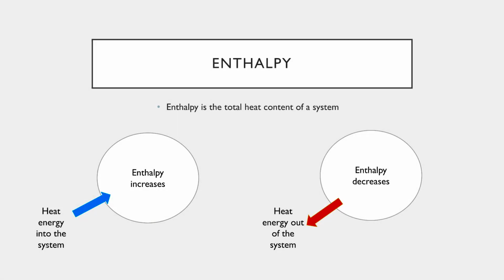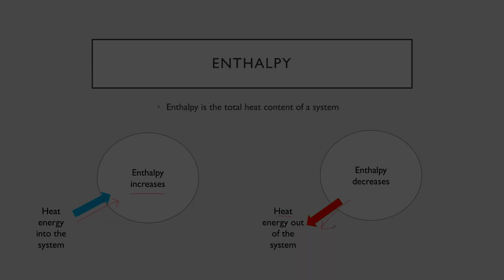In contrast, enthalpy is the total heat content of a system. If we put this in the context of a chemical reaction, these reactions will either require heat energy to move forward, meaning heat energy will need to move into the system, and this will increase enthalpy, or heat will be given off during a reaction, and this will decrease the overall enthalpy.